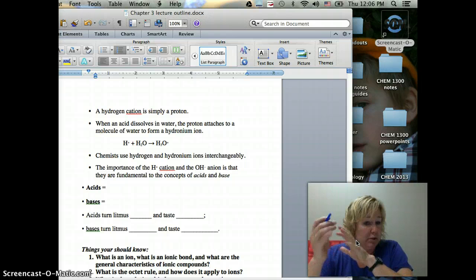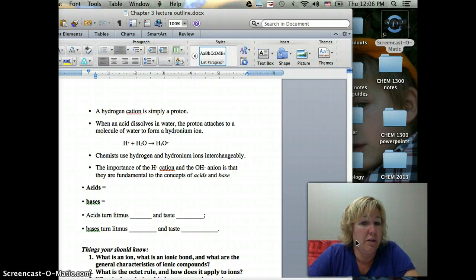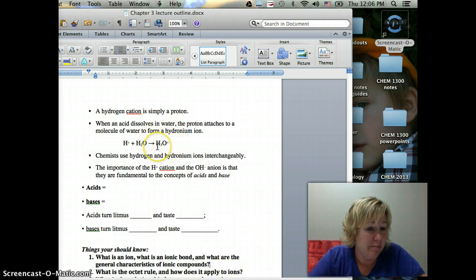One of the definitions, which is the definition that this part of the book uses, is when an acid dissolves in water, the proton attaches to the molecule of water to form a hydronium ion. That's this hydronium ion. Just memorize that. I'll just give you a point that I'm going to ask you: what is this? Hydronium ion. That's what it is. You need to know that it's a hydronium ion.